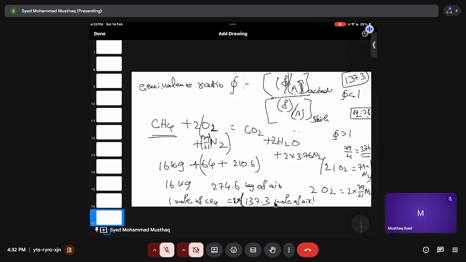Wait, is it 1 mole of air? Yeah, it is 1 mole of air, right? Because oxygen is 32 and nitrogen is how much? Oh no, it is not 1 mole. Okay, so let's remove this.